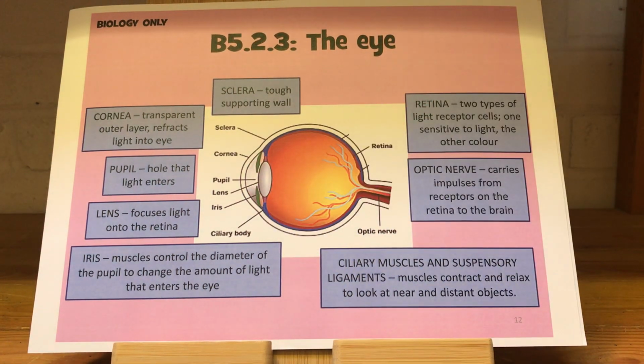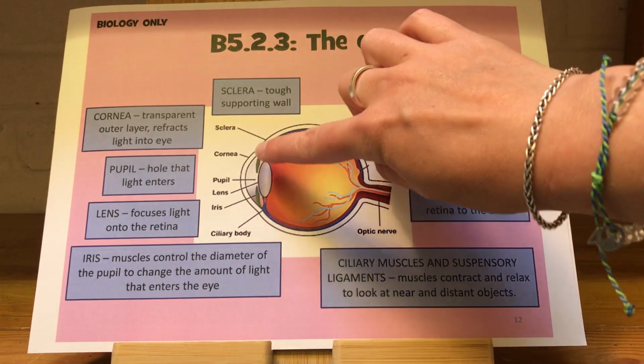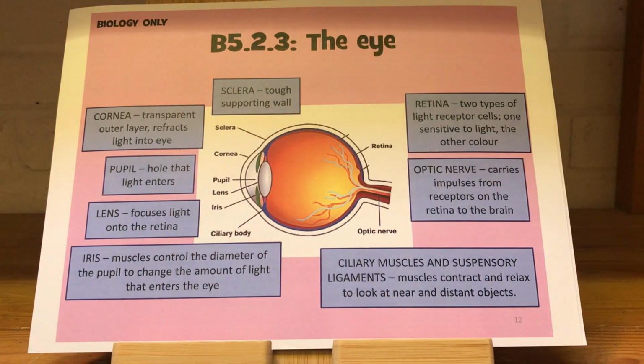object here that's kind of like a ball, and it's got liquid inside and it can change shape again to change the refraction of light. The iris is the coloured part of your eye, and those muscles can contract and relax to change the size of the pupil to adjust the amount of light that goes into the pupil.